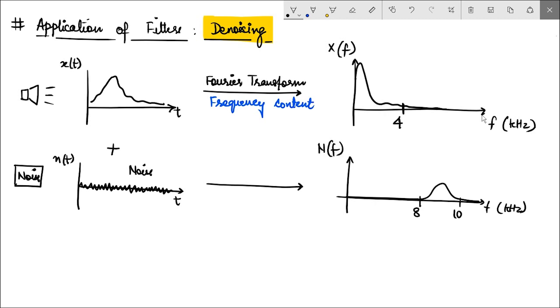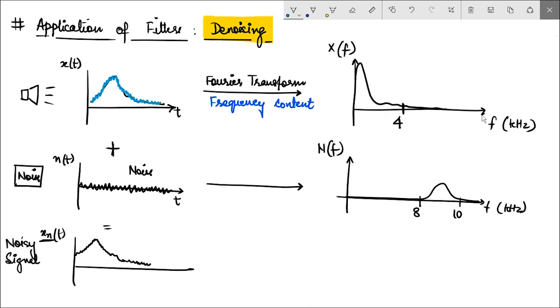When these two signals come together, the resultant signal is a noisy signal. That means this is the signal that we originally wanted to transmit, but now the only signal that we have, let me call it x n of t, the noisy version of x, looks something like this. It has kind of the envelope of the original signal, but this noise is added. Noise has been added to the original signal.